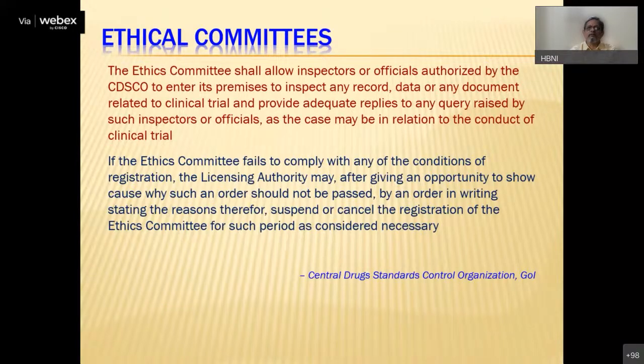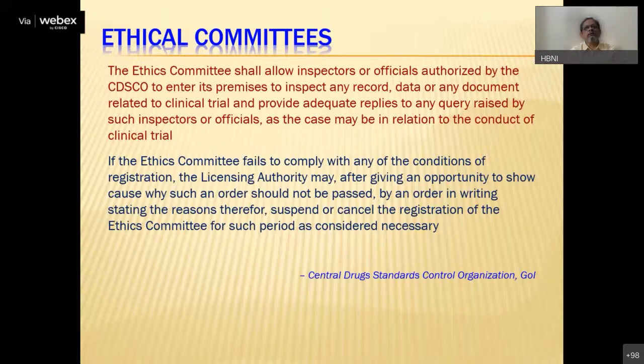So at any time, one has to go back and check what actually happened in the original trials and can draw upon this data and then work out what could be the future ways of doing corrections, etc. And then if this ethics committee fails to comply with any of these conditions of registration, the licensing authority may, after giving an opportunity to show cause why such an order should not be passed, by an order in writing stating the reasons thereof, suspend or cancel the registration of the ethics committee for such period as considered necessary.